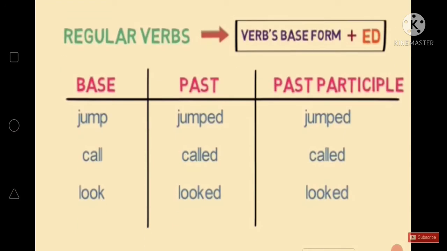First let's see regular verbs. The base form can be added with ed to have the past and past participle. Base form of the verb, past and past participle. What is the base form of the verb? Jump. In order to have the past form, we need to only add ed to the base form of the verb: jump, jumped. In the past participle also we add only ed to the base form: jump, jumped, jumped.